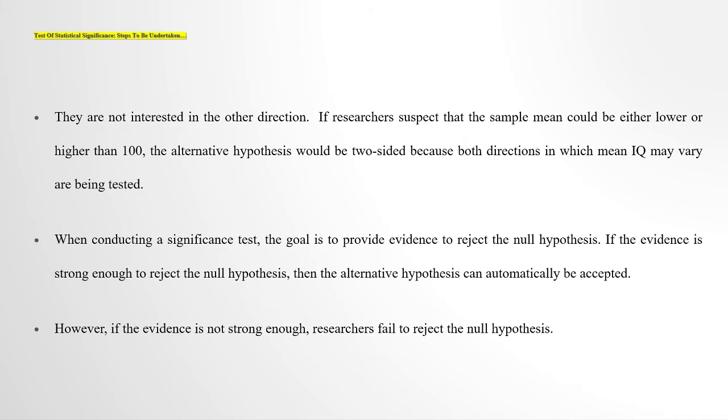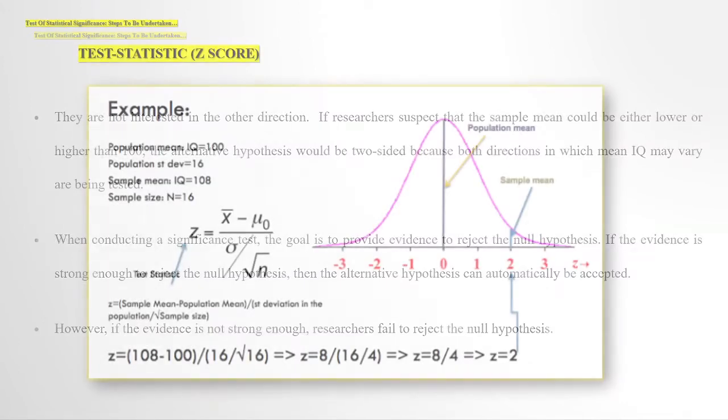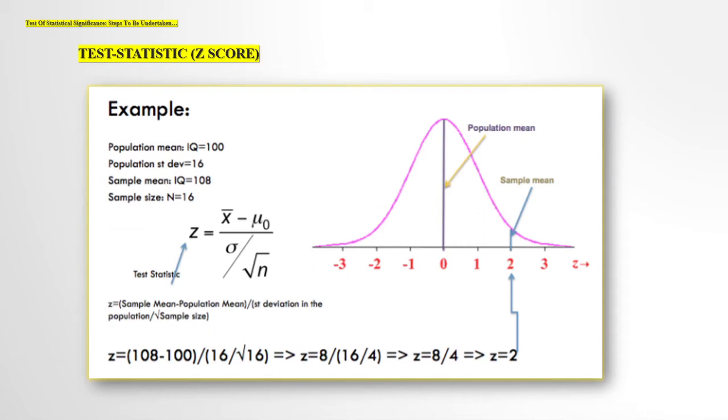When conducting a significance test, the goal is to provide evidence to reject the null hypothesis. If the evidence is strong enough to reject the null hypothesis, then the alternative hypothesis will automatically be accepted. However, if the evidence is not strong, researchers fail to reject the null hypothesis. Now certain parameters are given here, like the population mean, which we already know is 100. The population standard deviation comes out to be 16.